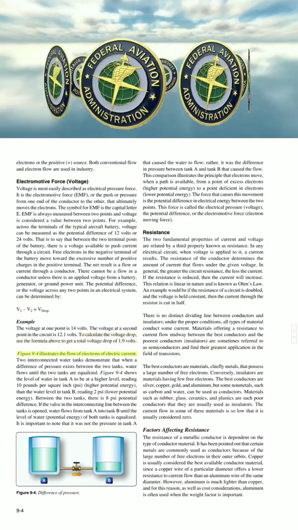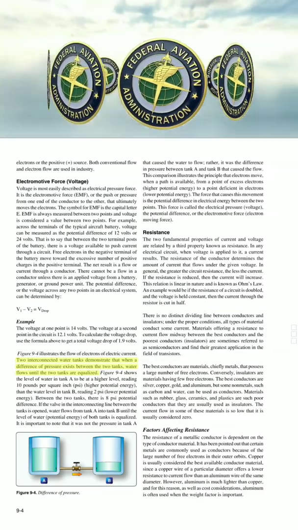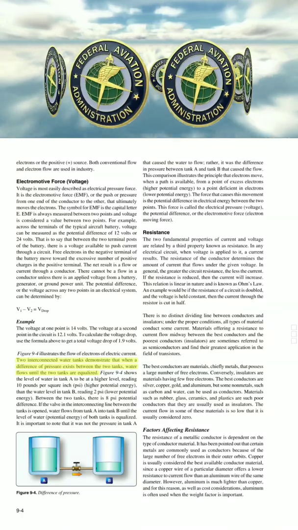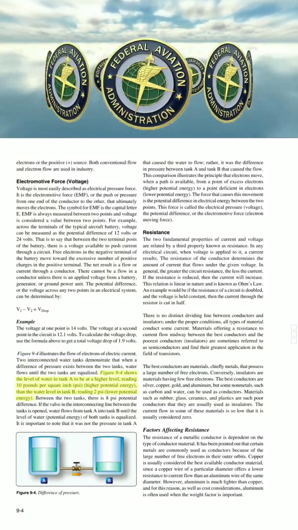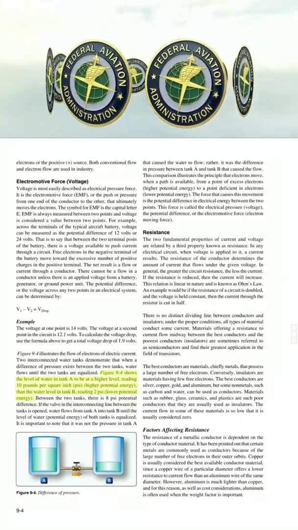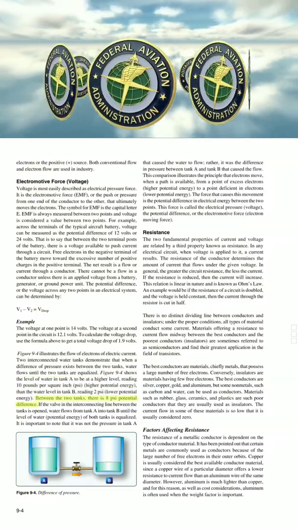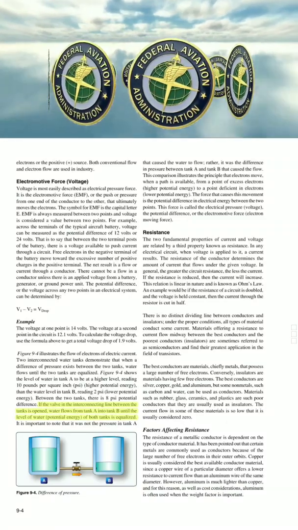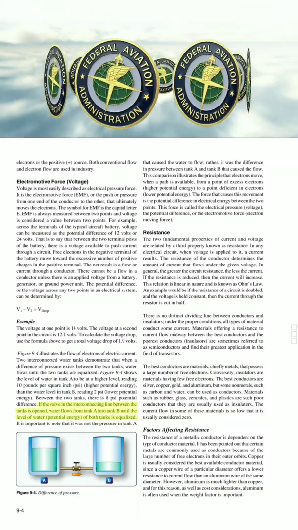Figure 9-4 illustrates the flow of electrons of electric current. Two interconnected water tanks demonstrate that, when a difference of pressure exists between the two tanks, water flows until the two tanks are equalized. Figure 9-4 shows the level of water in tank A to be at a higher level, reading 10 pounds per square inch, psi, higher potential energy, and the water level in tank B, reading 2 psi, lower potential energy. Between the two tanks, there is 8 psi potential difference. If the valve in the interconnecting line between the tanks is opened, water flows from tank A into tank B until the level of water, potential energy, of both tanks is equalized.